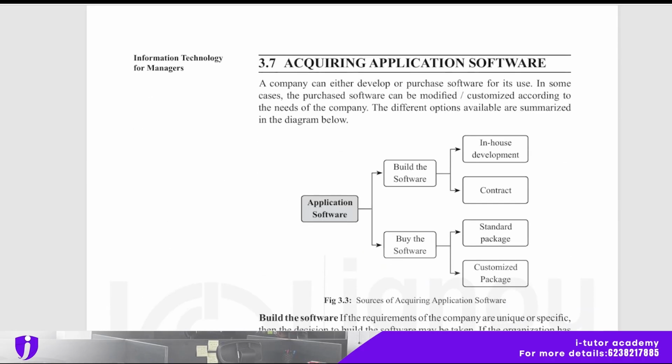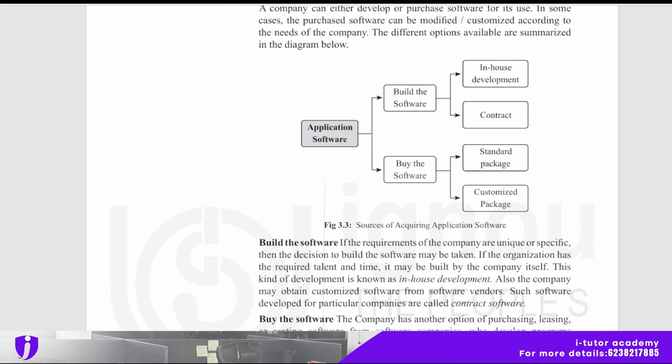And next is 3.7, that is acquiring application software. The sources of application software are of different types, that is, build the software, which is again divided into in-house development and contract, and buy the software, which includes standard package and customized package also.